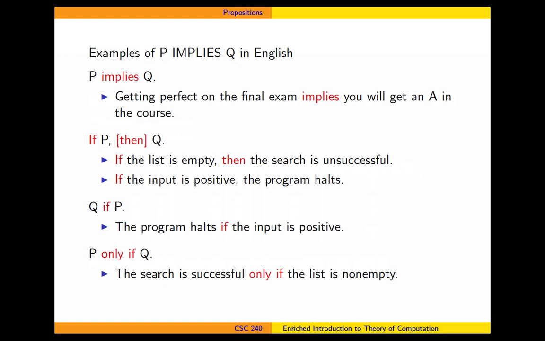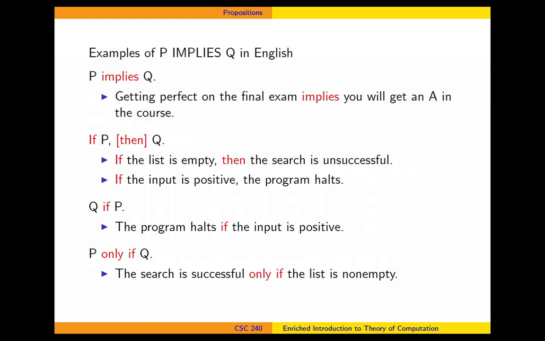The second example is the sentence, if the list is empty, then the search is unsuccessful. Here, the list is empty is the hypothesis P, and the search is unsuccessful is the conclusion Q. Next, consider the sentence, if the input is positive, the program halts. In this example, the input is positive is the hypothesis, and the program halts is the conclusion.